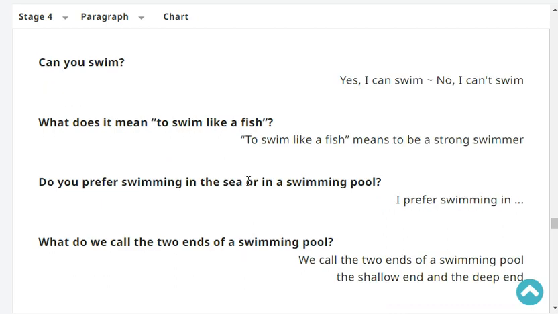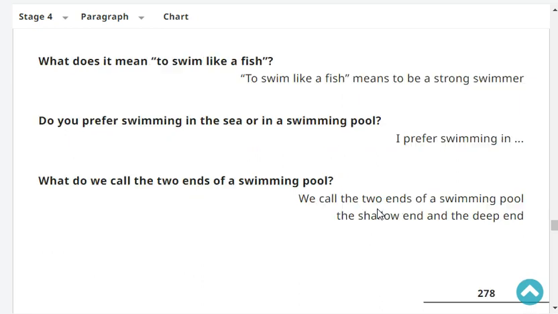Do you prefer swimming in the sea or in a swimming pool? I prefer swimming in the swimming pool. Very good. One more. I prefer swimming in the swimming pool than in the sea. Very good.